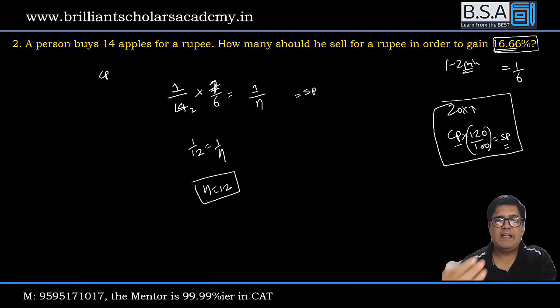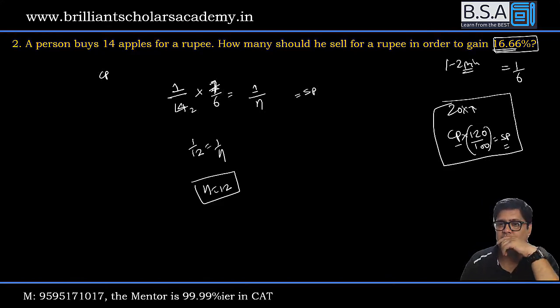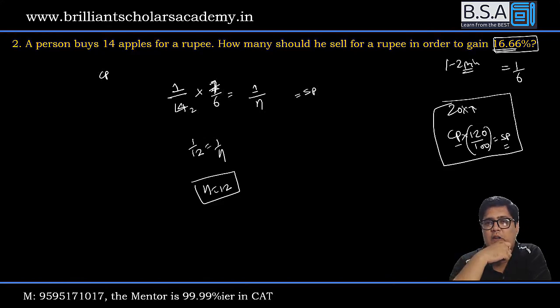So if somebody buys 14 apples for a rupee and goes on to sell 12 apples for a rupee, the person would have made 16.66% profit. Is the example clear? Simple. Percentage increase and decrease application between cost price and selling price. Comment done, confirmation on this.